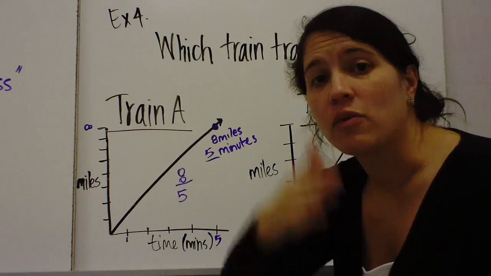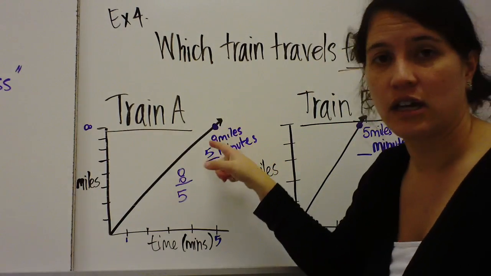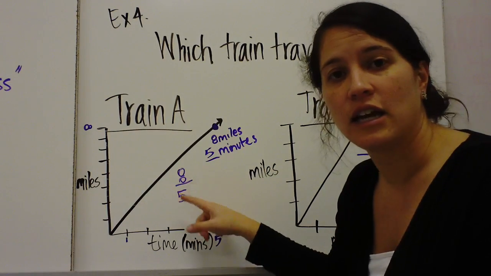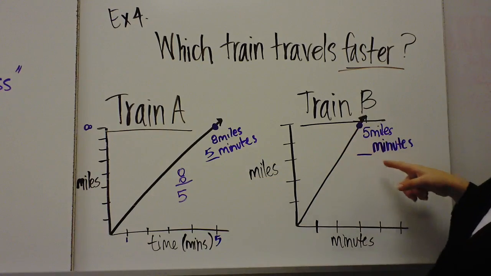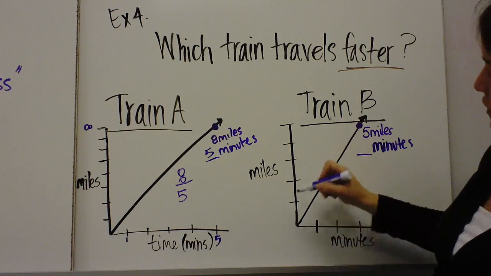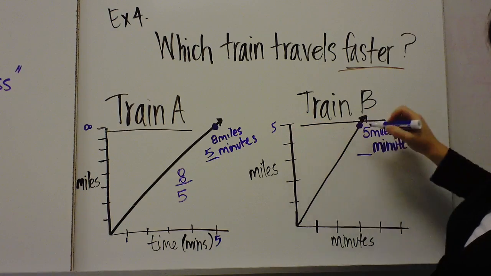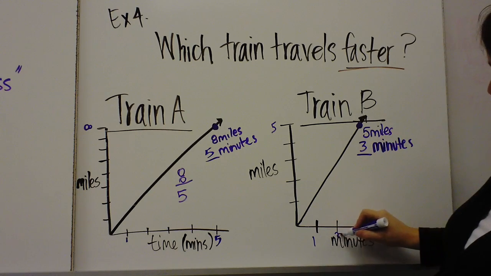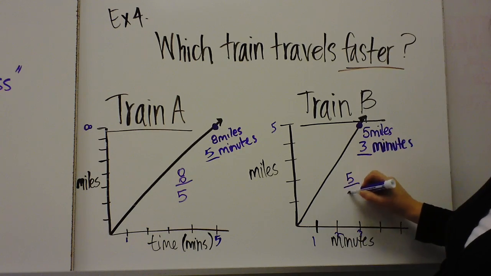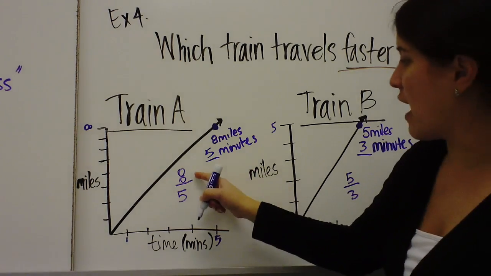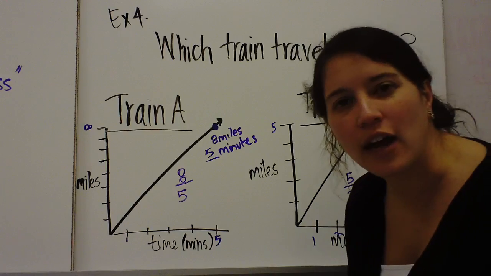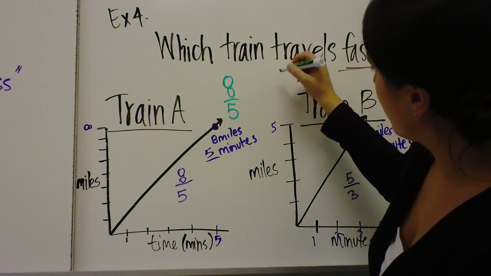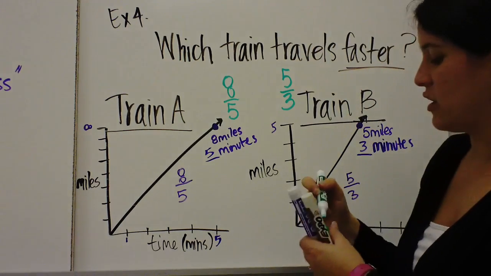That's my slope. Rise over run. 8 over 5. Alright, I don't want to confuse anybody. I went up 8 and I went over 5. So my slope is 8 over 5. Now on train B, I went up 5. 1, 2, 3, 4, 5. And I went over 1, 2, 3. So I can go 5 miles in 3 minutes. 8 to 5 and 5 to 3. Now how do you compare 8 and 5 and 5 to 3? Let me write them up here. 8 to 5 and 5 to 3.